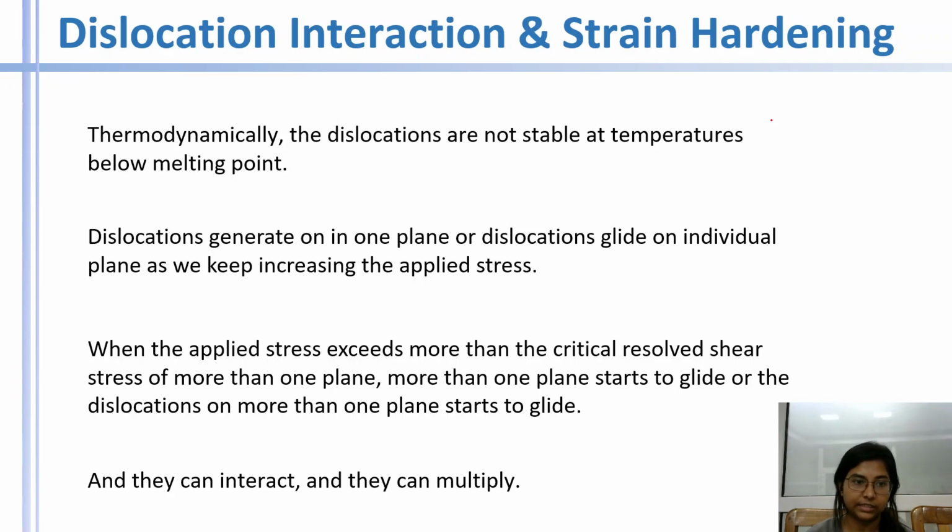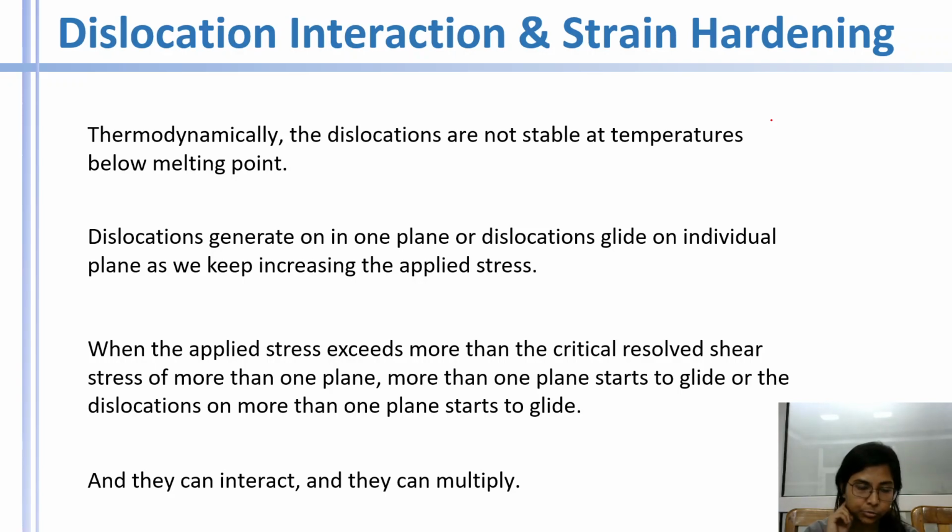So what we see is that when the applied stress exceeds the critically resolved shear stress of more than one plane, then what happens? In such a situation, more than one plane starts to glide, or the dislocations on more than one plane start to glide.